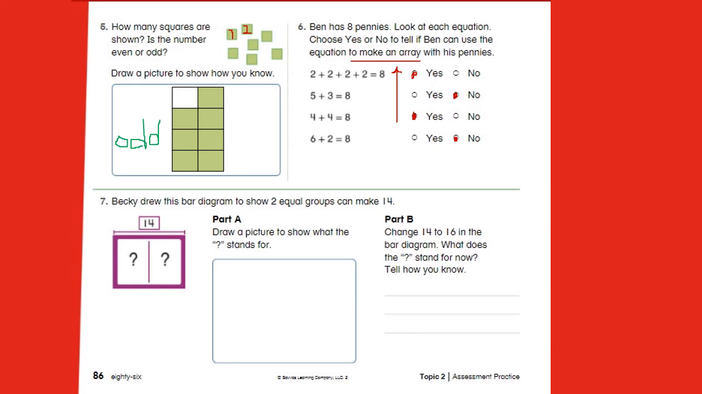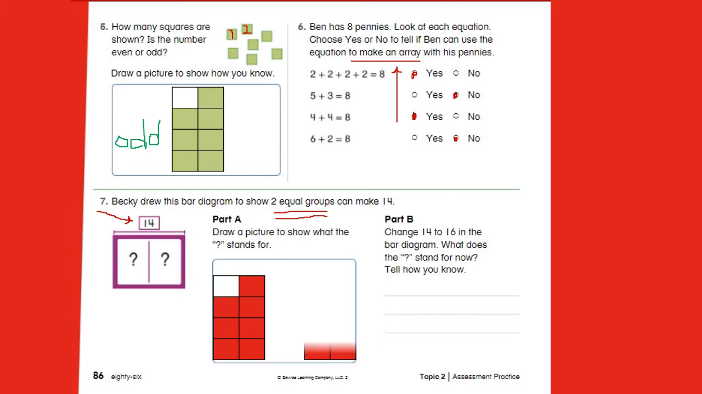Okay. Now let's go down to number 7. Becky drew this bar diagram to show two equal groups can make 14. Part A says, draw a picture to show what the question mark stands for. Well, here we have a bar diagram. Okay, and the whole number, the big number, is at the top. And we need to figure out what two parts equal 14. Okay, and look at what the problem says. Two equal groups. Equal groups. It's talking about a doubles fact. Okay, so if you know your doubles facts, this is not going to be hard at all.